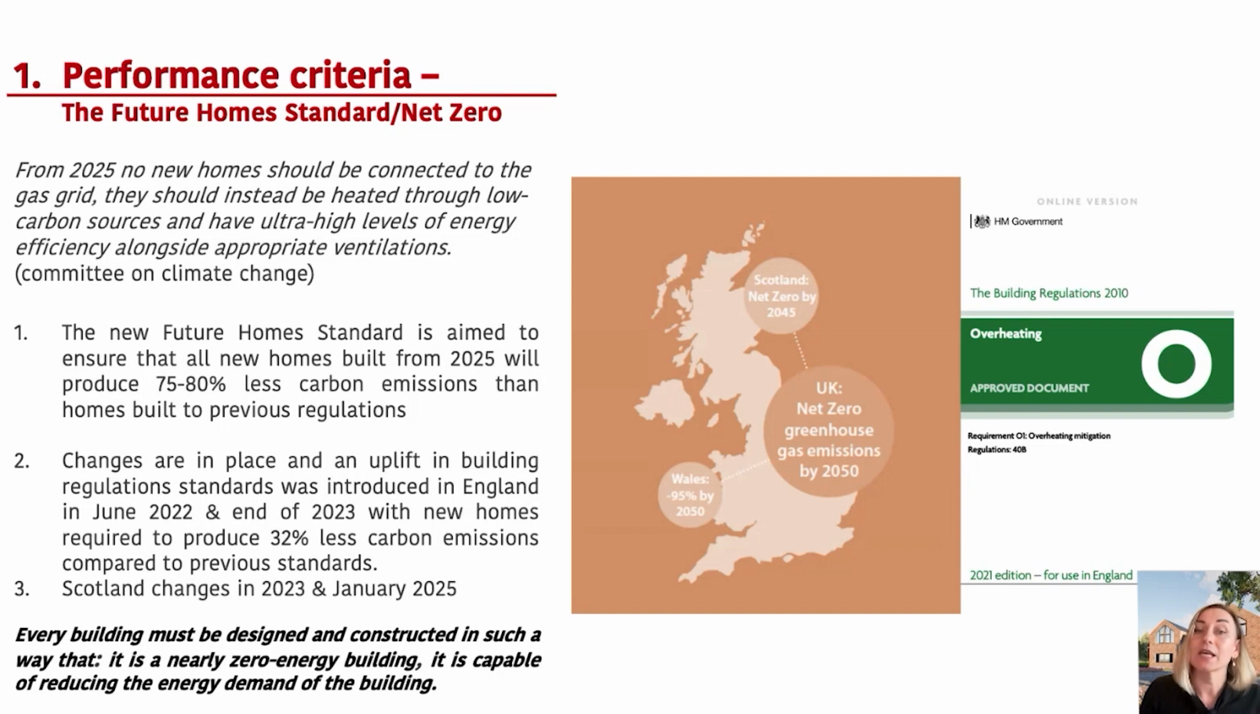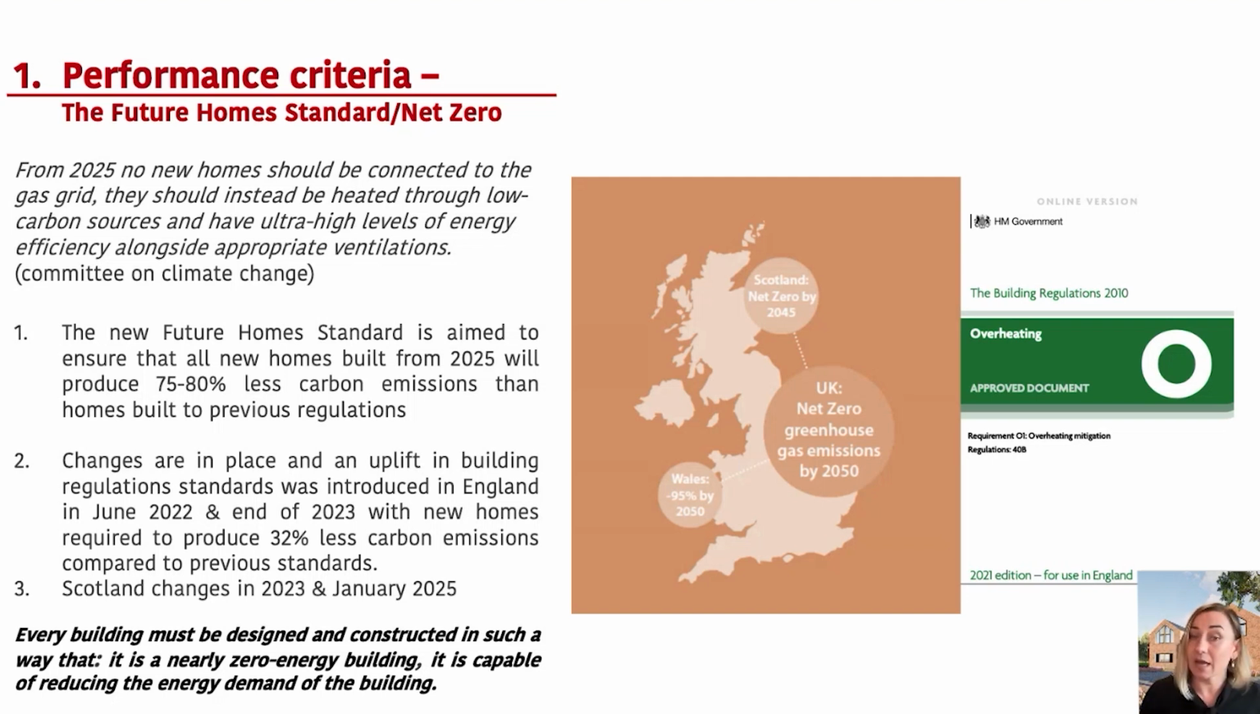So some changes are already in place, and what's important is that an uplift in building regulation standards was introduced in England in 2021 and 2023, and Scotland has followed with updates to the technical handbooks in 2023 and beginning of this year, with new homes required to produce around 32% less carbon emissions compared to the previous standard of 2013.